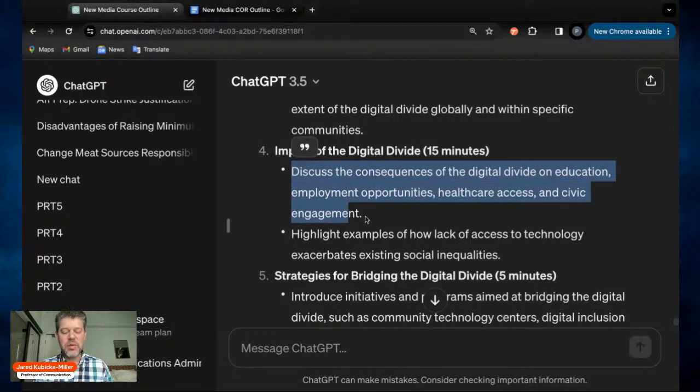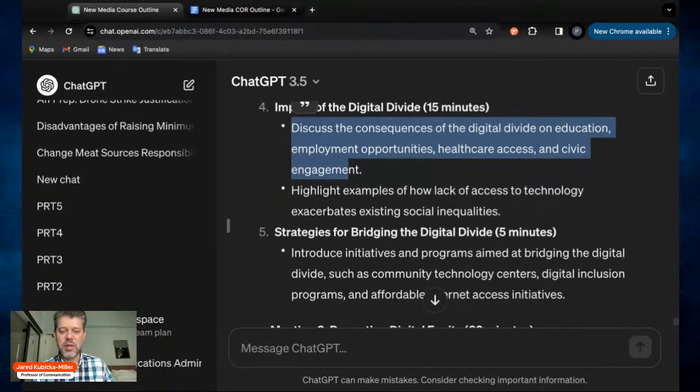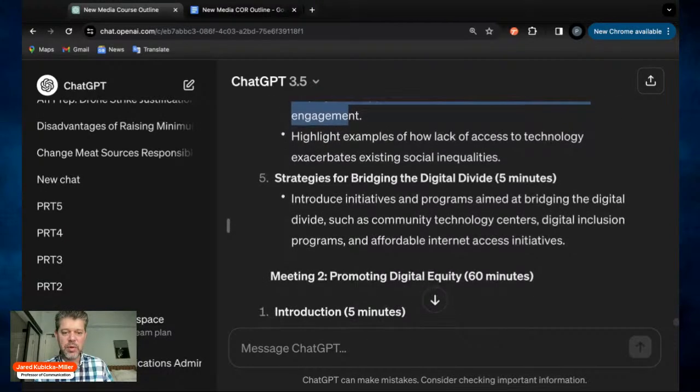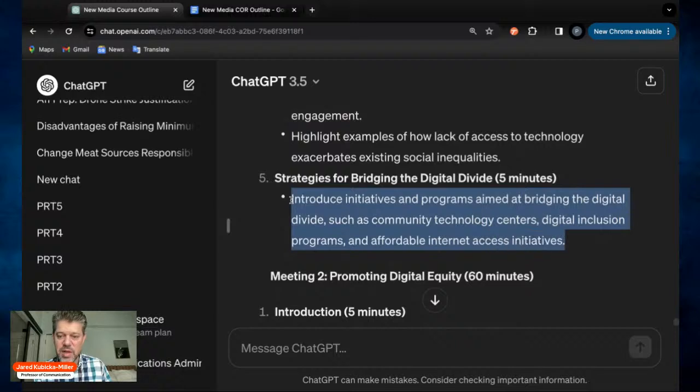Okay, I'm not liking the vagueness of these points here. I want to have a little bit more detail in them, and I think that's one of the prompts I'm going to use for the revision. Strategies for bridging the digital divide, introduce initiatives, programs aimed at bridging. See, look, it just says introduce them.